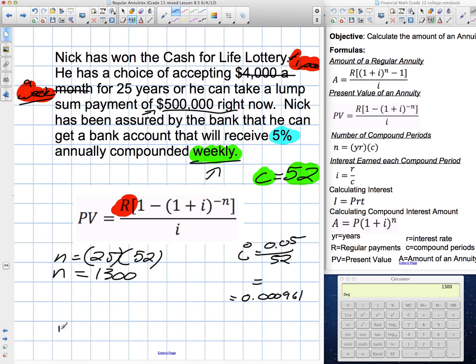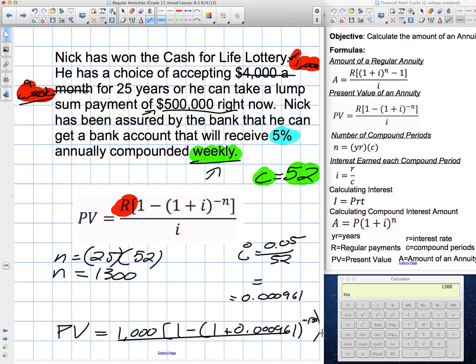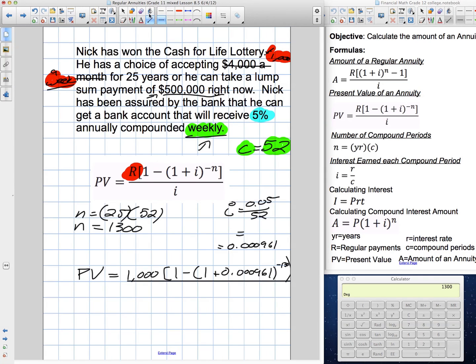So we go to solve this question. We're looking for what this would be in terms of present value. What would that be worth right now? You get paid for 25 years, $1,000 a week. So we get $1,000 as our regular payments, times 1 minus 1.000961 to the power of negative 1,300, and then all divided by that decimal once again, which is 0.000961.